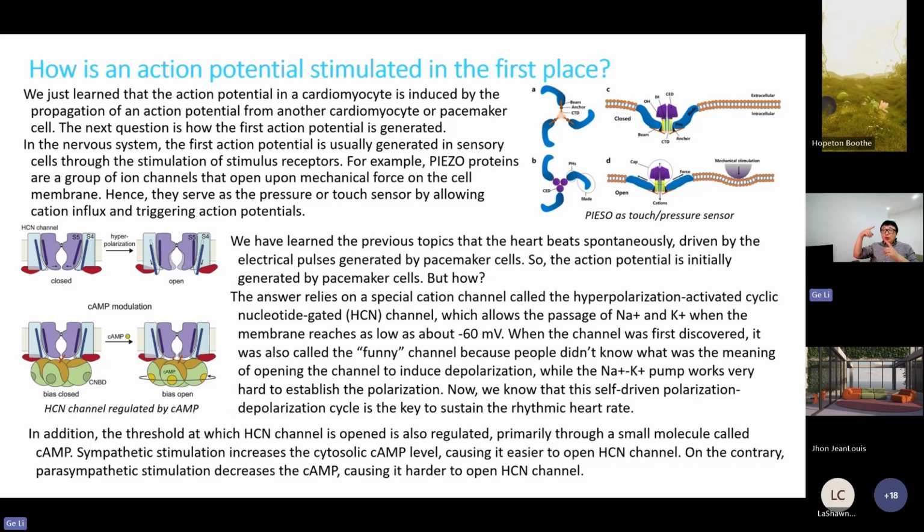Before, we used this example: I use this finger to touch another finger. I can feel this touching. How do I feel the touching? That's because there's a mechanical receptor here, and this mechanical receptor we call Piezo. This is a very famous protein. It won a Nobel Prize, I think 5 or 6 years ago. No, not that long, maybe 3 or 4 years ago.